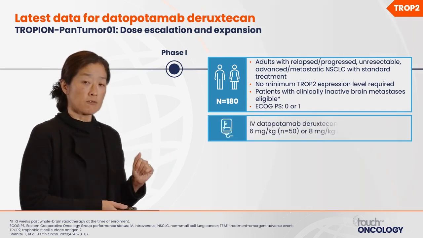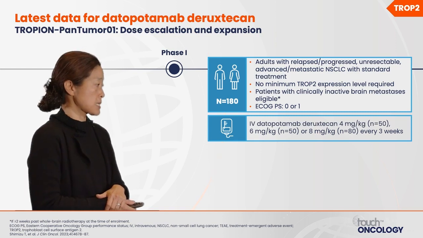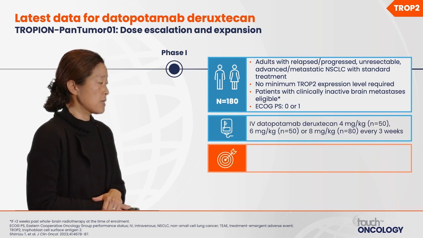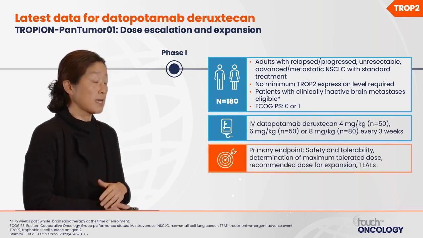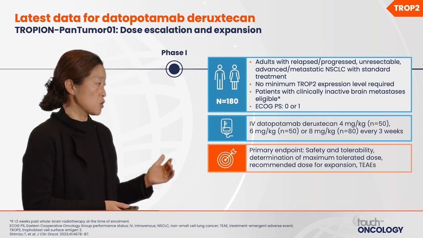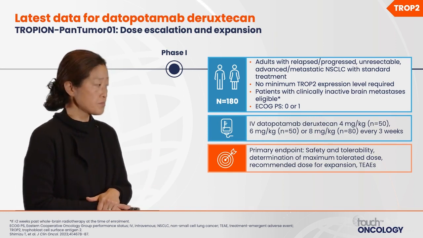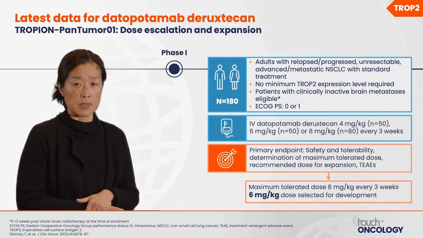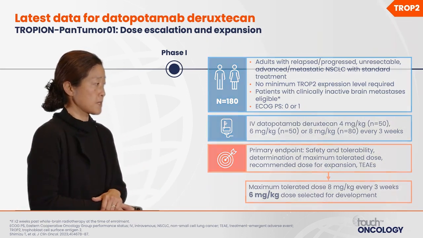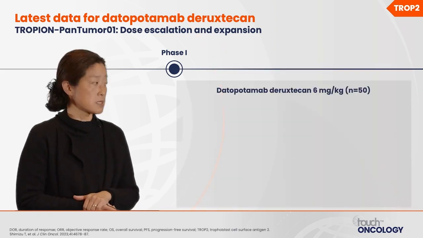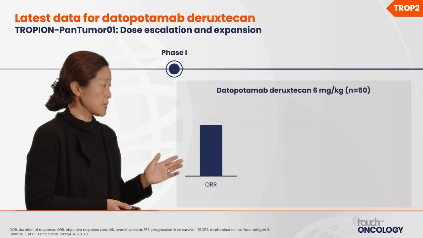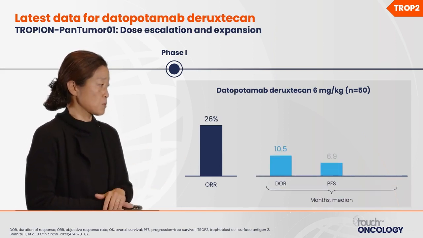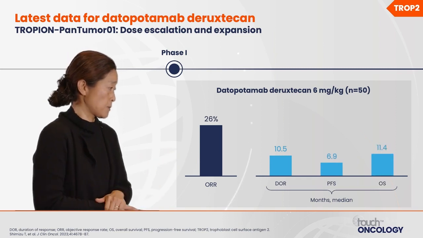Patients were treated with 3 different dose levels at this expansion of datopotamab deruxtecan: 4 mg per kg, 6 mg per kg, 8 mg per kg, given every 3 weeks. The primary endpoint was safety and tolerability, and determination of an MTD and determination of a recommended dose for expansion. The maximum tolerated dose defined in this study was 8 mg per kg every 3 weeks, and the 6 mg per kg dose was selected for development. And you can see here the response rate at the 6 mg per kg dose, 26%, the duration of response, about 10.5 months, median PFS, 6.9 months, and median OS, 11.4 months.